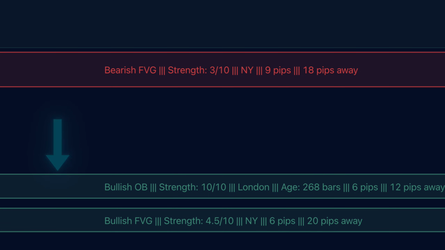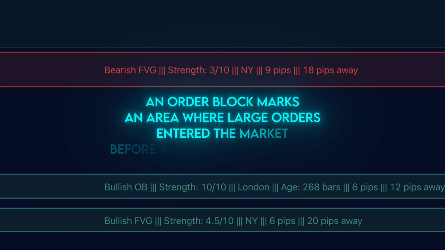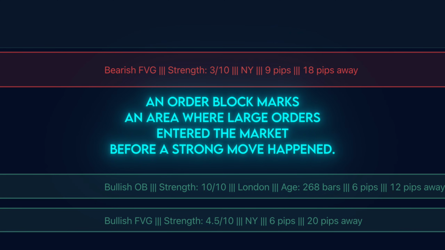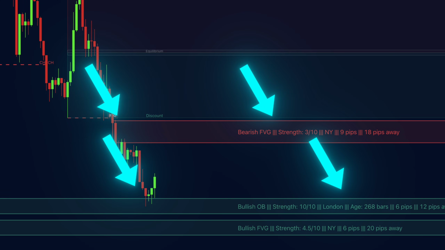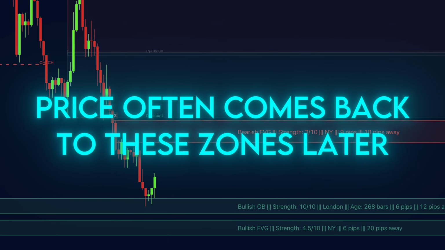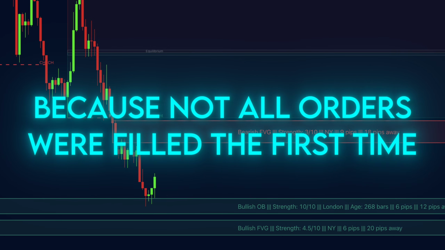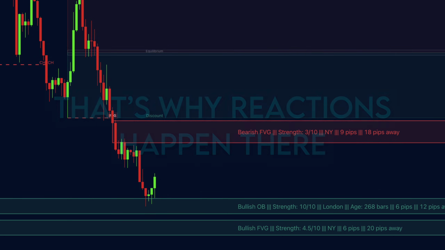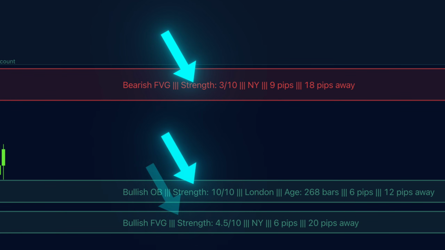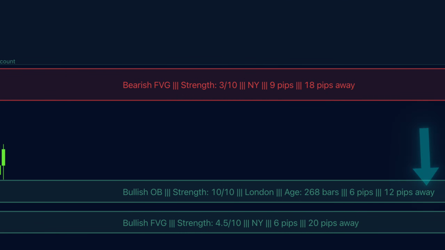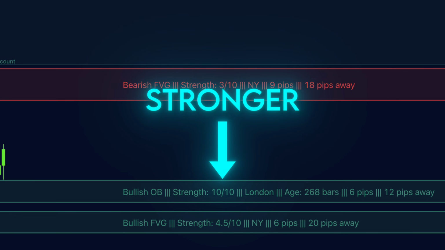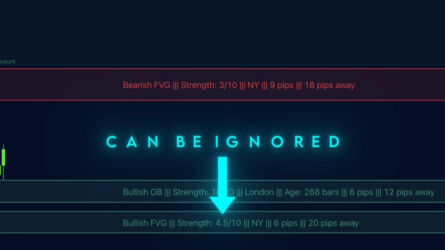Now look at the colored boxes on the chart. These are order blocks. An order block marks an area where large orders entered the market before a strong move happened. You'll see bullish order blocks below price and bearish order blocks above price. Price often comes back to these zones later because not all orders were filled the first time. That's why reactions happen there. And you'll notice that each order block has a strength label on it. This is important. Not all zones are equal, and this indicator tells you which ones matter more. Higher strength zones are cleaner, stronger, and more likely to hold. Lower strength zones can be ignored.